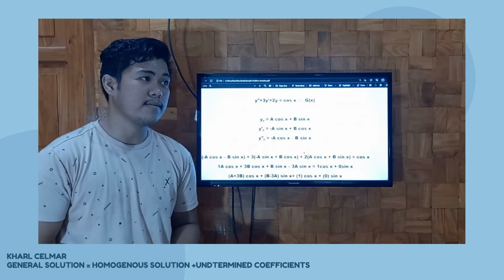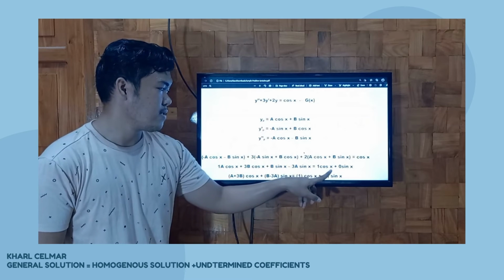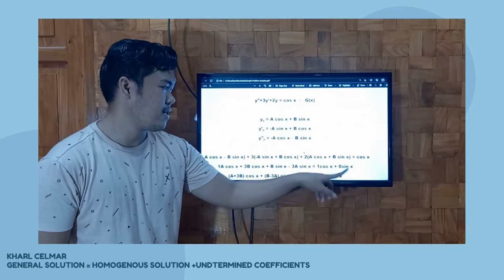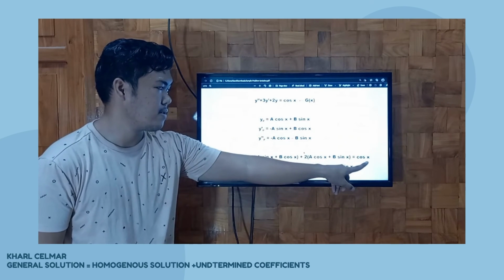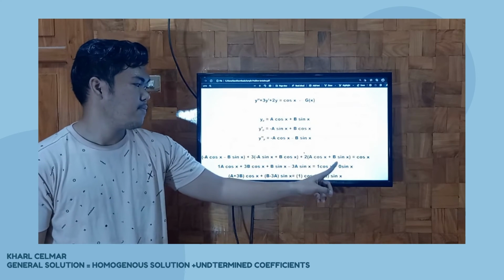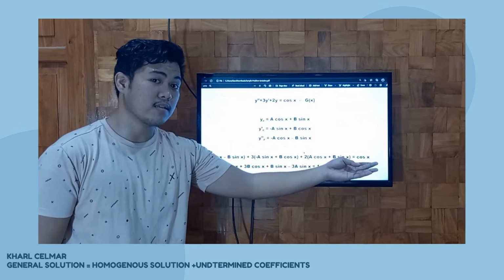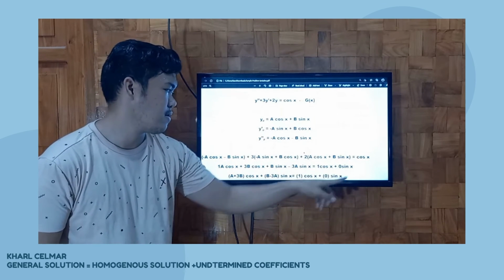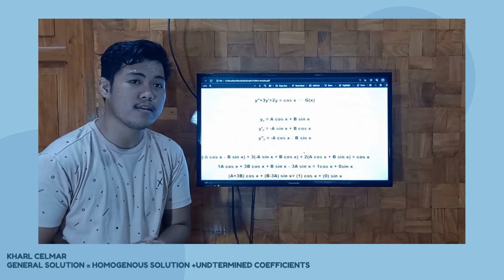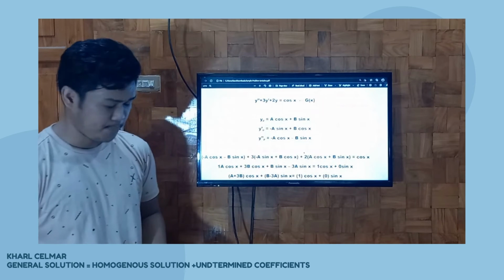Or we can have it like this. 1 cosine x plus 0 sine x. Since cosine x has a 1 here, we can put 1 here. Then plus 0 sine x, since it doesn't have sine x, so we can put 0 sine x. So that later on we can simply solve the problem below.